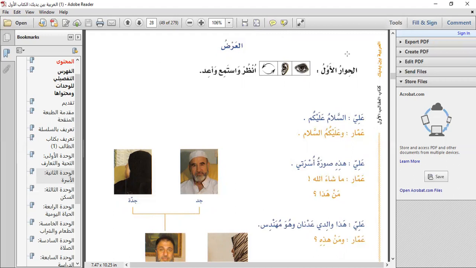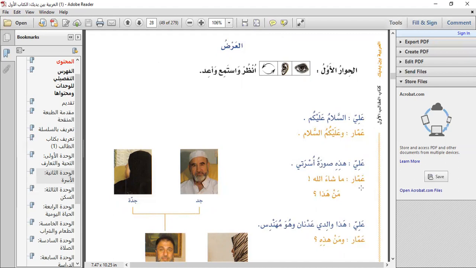Usrati. Here is the ya mutakallim, the last ya here. Earlier you saw usratu. But here, ya is added because this is the ya mutakallim. The ya mutakallim shows possession, mine, my. So usra, family, with ya added, usrati means my family. Hadhihi suratu usrati, this is a picture of my family. Amar said, okay, this is a picture of my family.